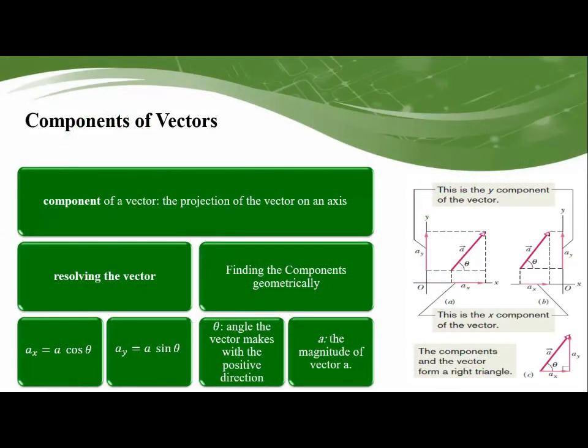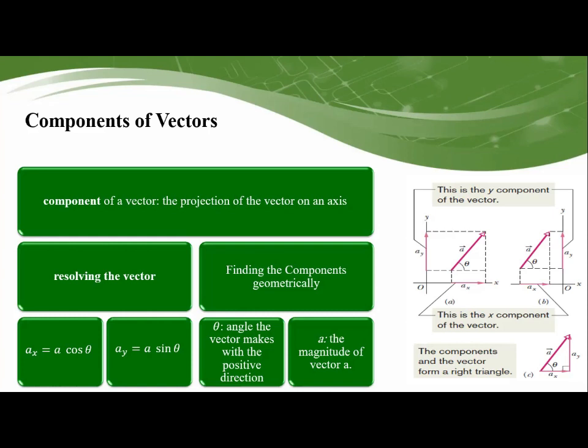Components of vectors. Adding vectors geometrically can be tedious. A neater and easier technique involves algebra but requires that the vectors be placed on a rectangular coordinate system. A component of a vector is the projection of the vector on an axis. In the figure part A, for example, Ax is the component of vector A along the x-axis, and Ay is the component along the y-axis.